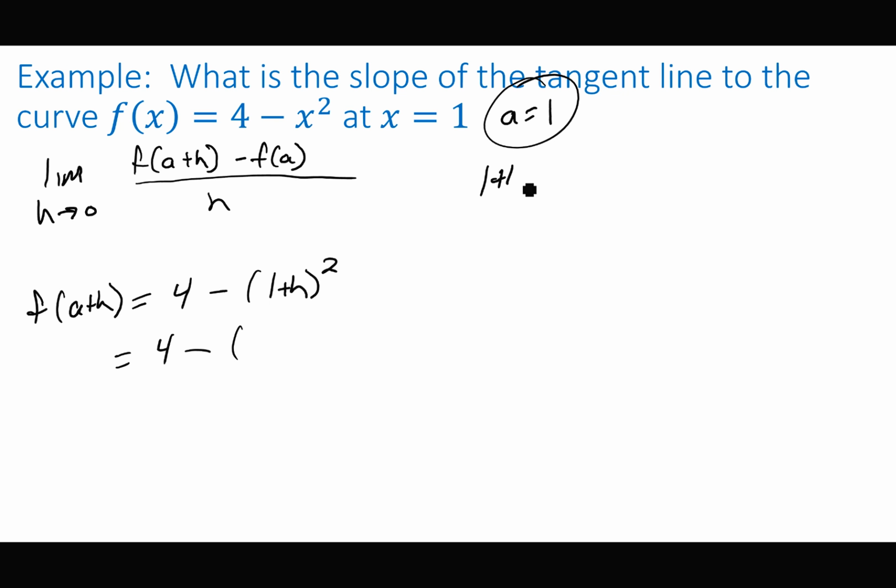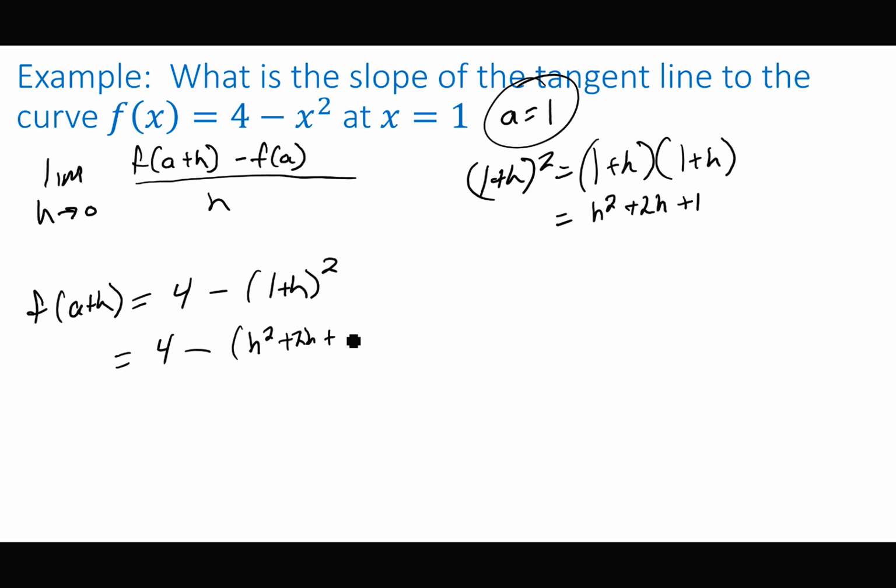Okay, we got 1 plus h squared, so we have 1 plus h times 1 plus h. So FOIL that out for me, Paige. Fancy, you already flipped them around and everything. Okay, so 1 plus h squared is this. So we're going to have h squared plus 2h plus 1. And now let's go ahead and do some simplifying. 4 minus h squared plus 2h plus 1. And so we're going to have our negative h.